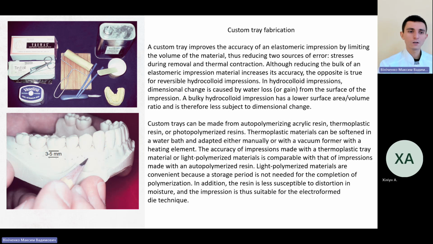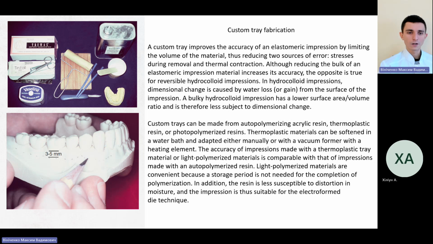Here you can see the first step of the custom tray fabrication in the lower picture. A custom tray improves the accuracy of an elastomeric impression by limiting the volume of the material, thus reducing two sources of error: stresses during removal and thermal contraction.